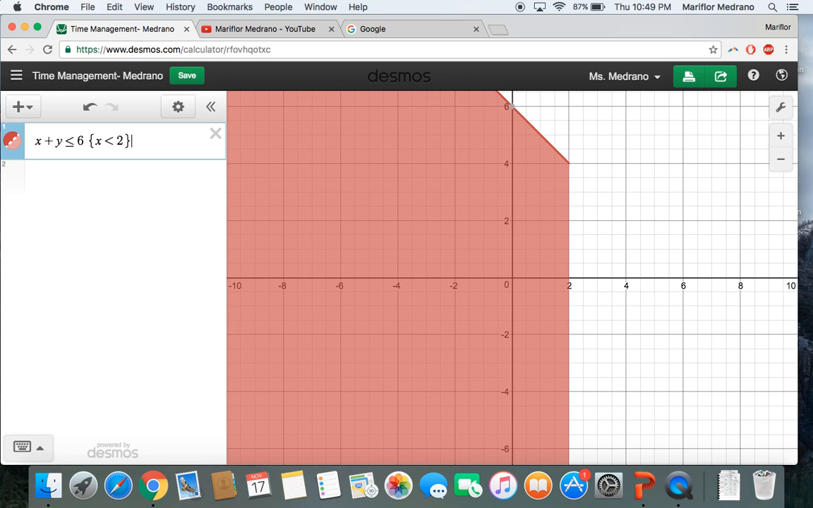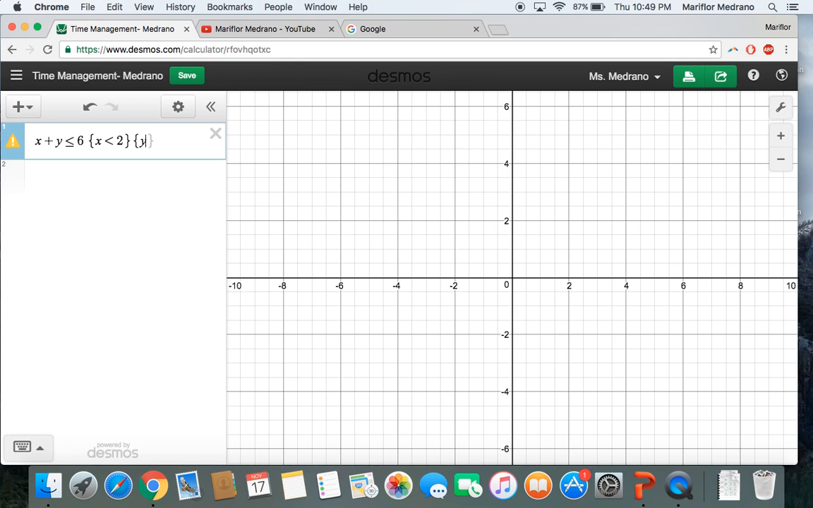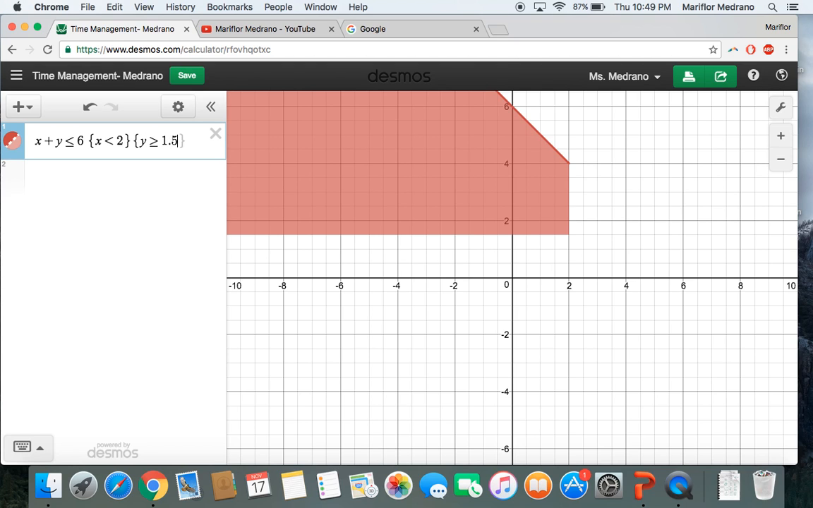Next, we want to do at least 1.5 hours of homework. So the number of hours spent doing homework would be Y, is greater than or equal to 1.5. And so now we get this. This is what is showing.